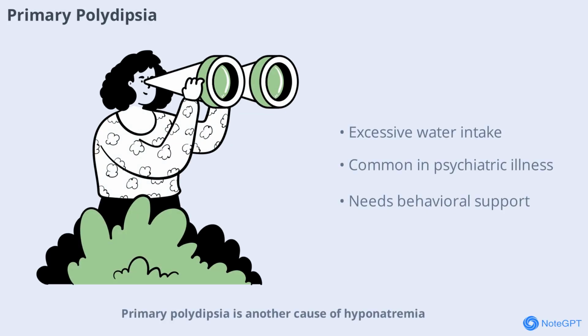Primary polydipsia is another cause of hyponatremia, often seen in psychiatric conditions or medical disorders that promote excessive water intake. In these cases, the kidneys are unable to keep up with the large volume of water consumed, leading to dilutional hyponatremia. Behavioral support and fluid restriction are key to managing this condition.